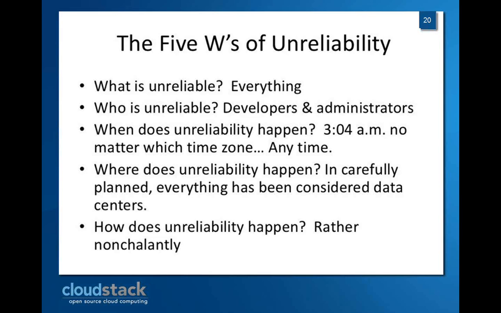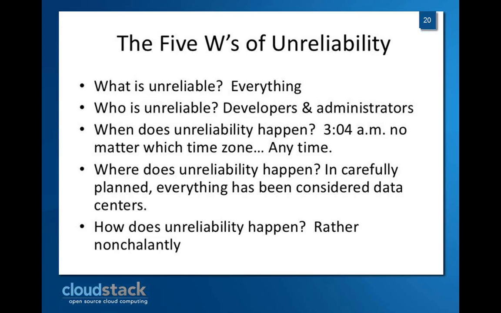Who is unreliable? Oftentimes the people who are managing the cloud are the ones that are unreliable, because human error happens. It's the people who are touching the cloud who are sometimes unpredictable and do things that are unexpected. One funny thing we've often come across is when unreliability happens. It almost always happens at the most unexpected of times, in the middle of the night. I've heard sysadmins say it always happens at 3 o'clock in the morning, regardless of the time zone.